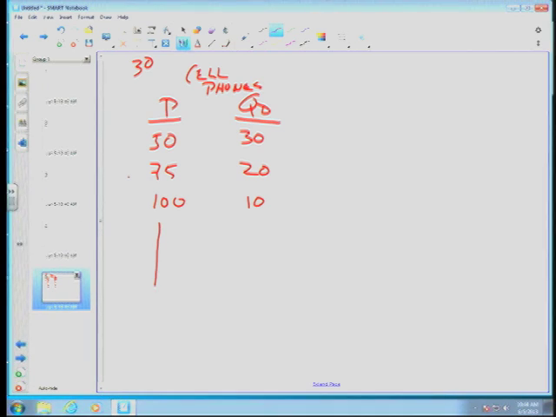We can plot this. Price is always on this axis, and quantity is always here. So we've got 10, 20, and 30. Everybody see that all right? And $50, $75, and $100. So at a price of $50, we'll take 30. At $75, we'll take 20. And at a price of $100, only 10.